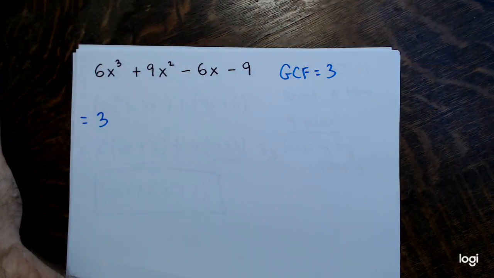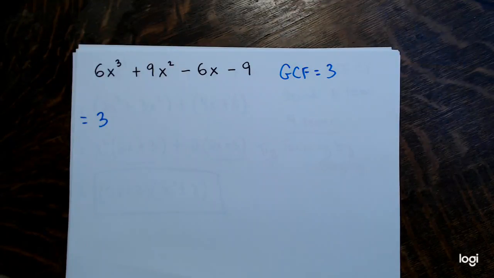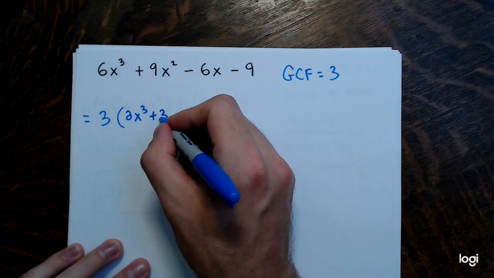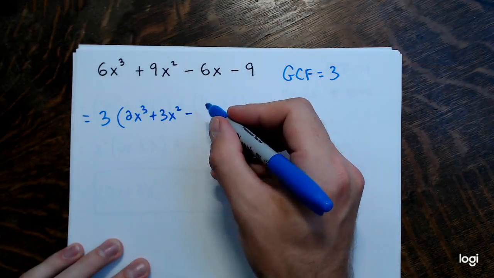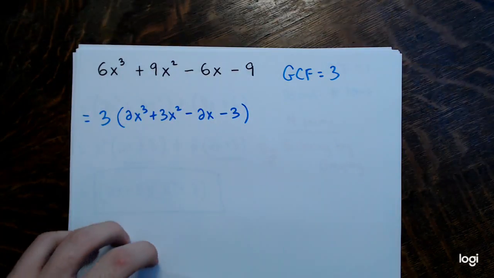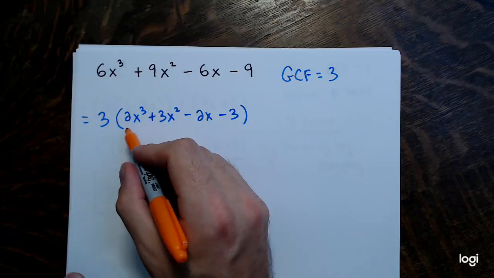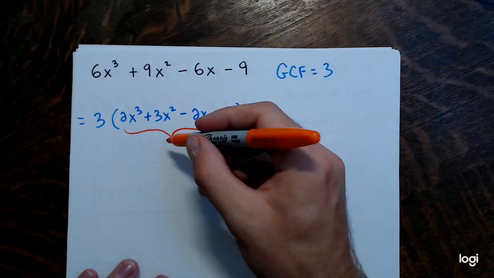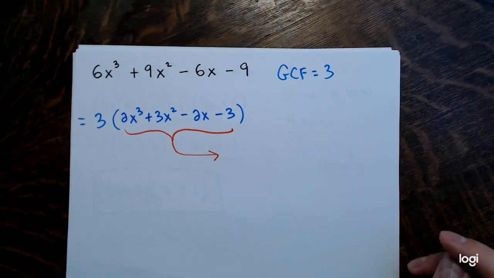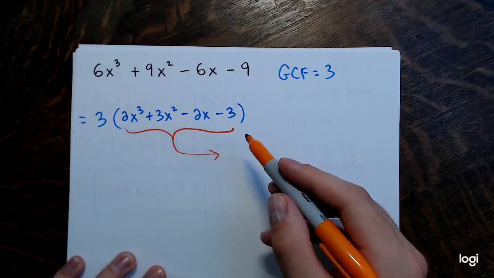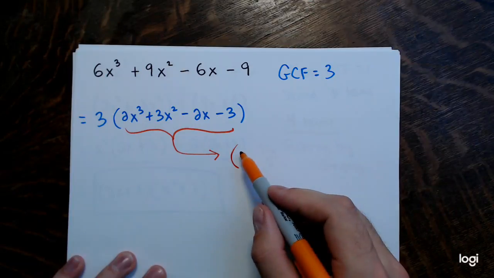Once I remove the 3, in the next factor I write what's left over. It'll be 3 times 2x cubed plus 3x squared minus 2x minus 3. And if you were to distribute the 3, that would give you that back. I factored it, great, but have I factored it completely? I still have to look at this factor in the parentheses and see if that can factor any further. So I bring this over here. It's got 4 terms. So I'm going to try the grouping where I cut it in half.